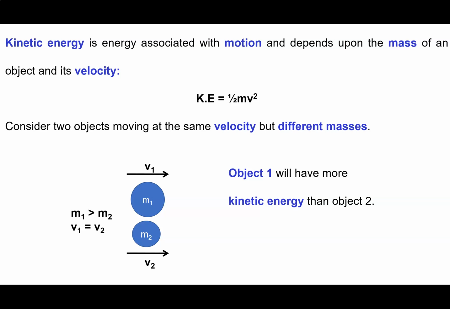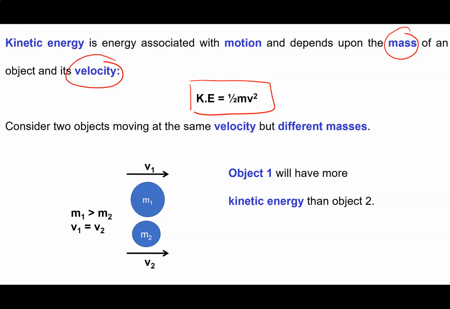One type of energy is kinetic energy, and kinetic energy is the energy associated with the movement of objects, and it's dependent upon two things. It's dependent upon the mass of the object and also its velocity. And we saw this earlier when we were talking about gases. Kinetic energy has this little formula here. The kinetic energy of an object is equal to 1/2 times its mass times its velocity squared.